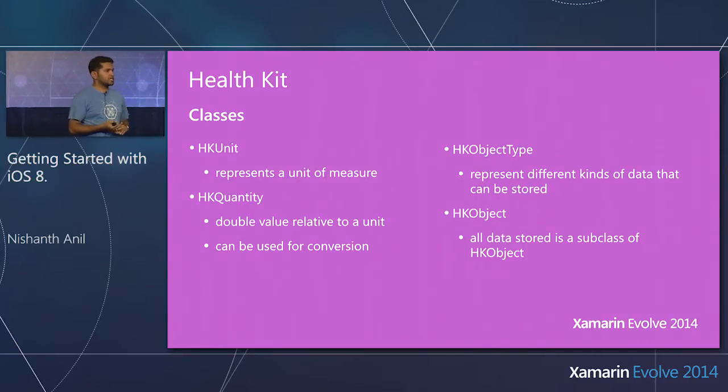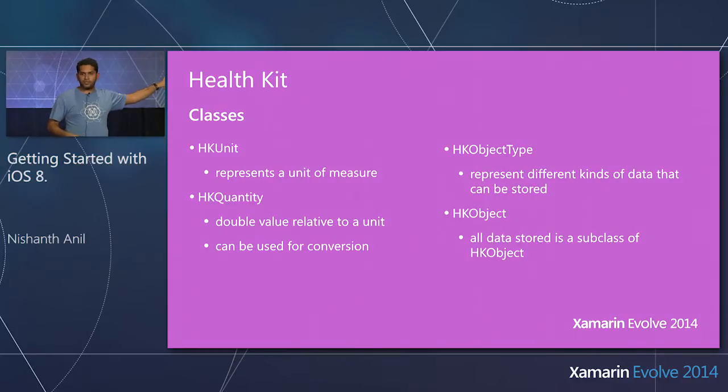So you are restricted to these classes. HKUnit represents the unit of measure. So for example, body temperature, that's the unit of measure. HKQuantity is actually together with that. If it's a body temperature, it could be Fahrenheit or degree centigrade. So you can set that plus whatever the value is, 99.9 if it's Fahrenheit, then that's together. So that becomes an HKQuantity.